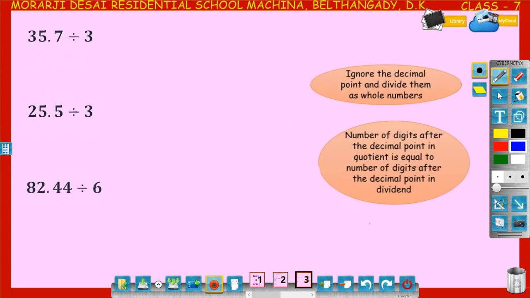Now see here, while dividing decimals by a whole number, there is no need of converting into fractions. You have to remember these steps. See here, the first step is to ignore the decimal point and divide them as whole numbers. Now, if I ignore the decimal point of 35.7, that is, if I remove the decimal point of 35.7, that becomes 357 divided by 3. Now divide here.